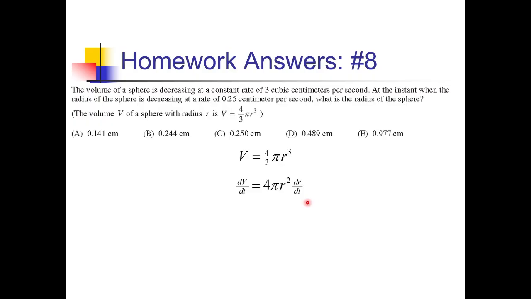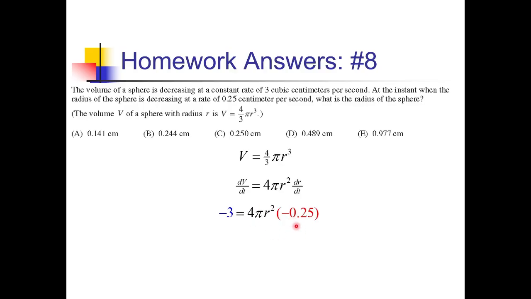All right, so let's see what I can plug in here. So they told me the volume of the sphere was decreasing at a rate of 3 cubic centimeters per second. So I can replace dv over dt with -3. And then they were actually asking us to solve for the radius. So the 4, the pi, the r squared, all of that is going to stay where it is for now. Going to solve for r eventually. And then for dr over dt, they said the radius of the sphere was decreasing at a rate of 0.25 centimeters per second. So we'll replace that with -0.25.